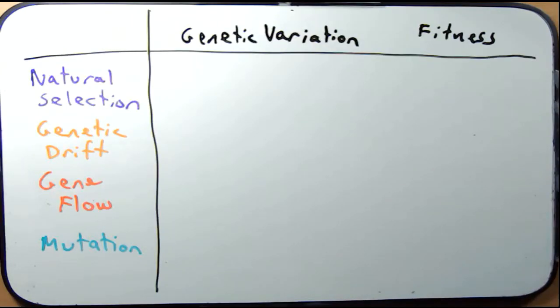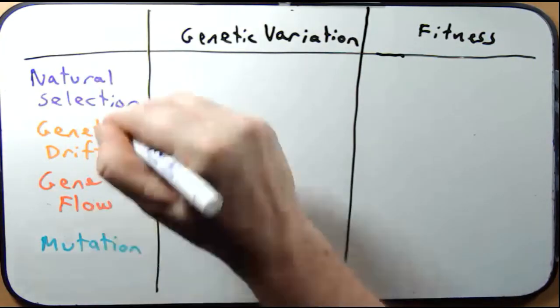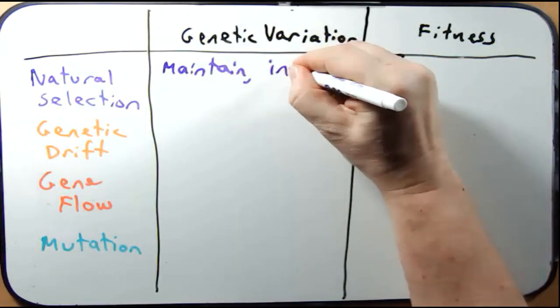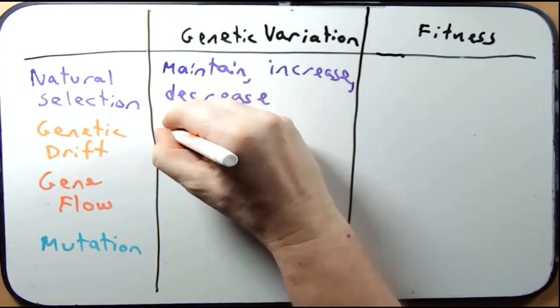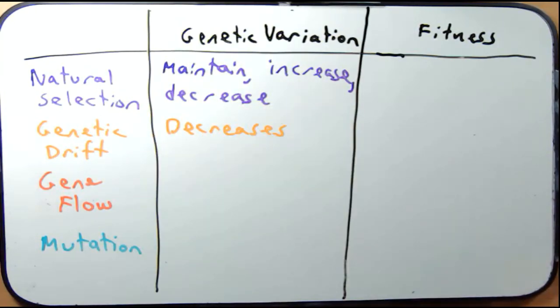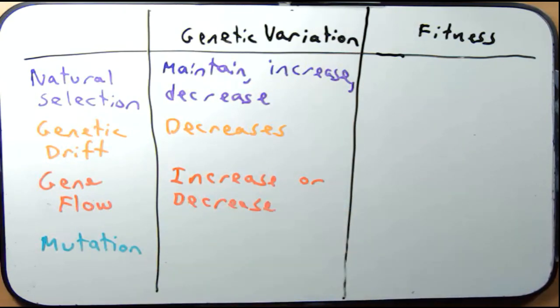And now we've spent quite a bit of time talking about these four mechanisms of evolution. I'd like to take a little bit of time right now just to summarize their impacts on genetic variation and fitness. Natural selection, it can do a variety of things in regards to genetic variation. It can maintain it, it can increase, and it can also decrease genetic variation. When we think of genetic drift, this almost always decreases genetic variation. Gene flow, it can have different effects as well. It will usually either increase or decrease genetic variation. It increases it by introducing new alleles to a population, but it can also decrease genetic variation when those alleles leave one population to go to the other. Mutations, they always increase genetic variation. They are the source of new alleles.